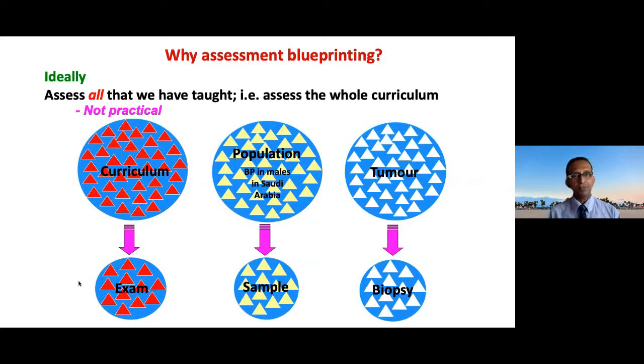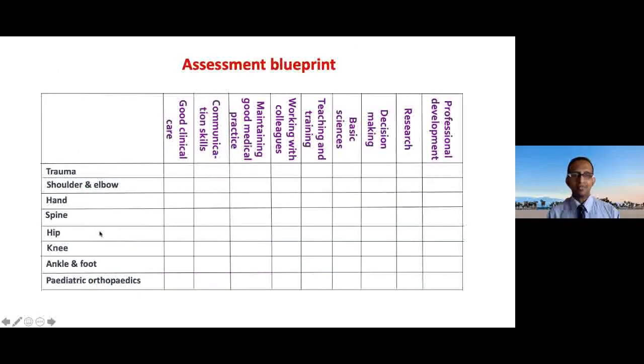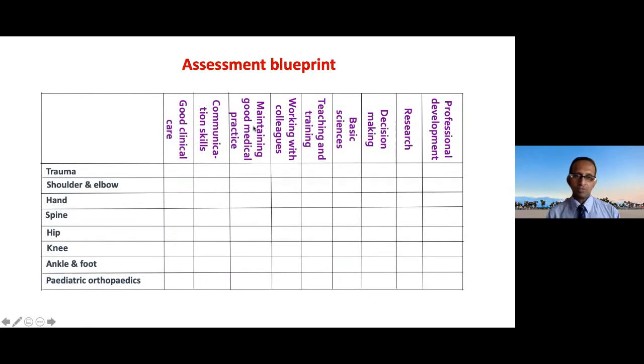So assessment blueprinting is all about sampling. And how do we sample? Usually we use what we call a blueprint. A blueprint is something like this, where in the columns we have all the curriculum outcomes, and in the rows we have all the content areas. And all these cells are the cells in the curriculum, like the red triangles that I showed you on my previous slide. So all these cells actually need to be assessed.